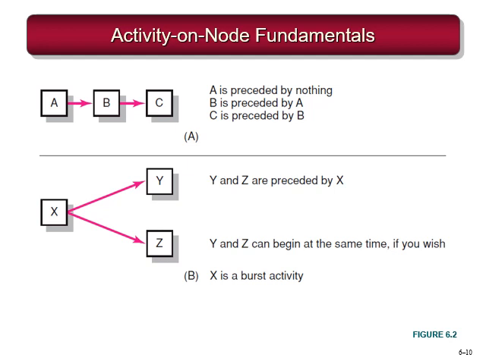Over here we see activity on node. Again, this is what we had done before. A is preceded by nothing, so A is the beginning, it doesn't have any predecessor. B is preceded by A, C is preceded by B. Okay, so they are in a series. Y and Z are preceded by X. So Y and Z can begin at the same time if you wish. So X is the burst activity, and we have seen this before.